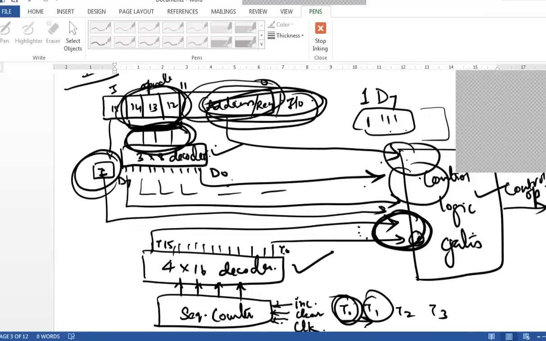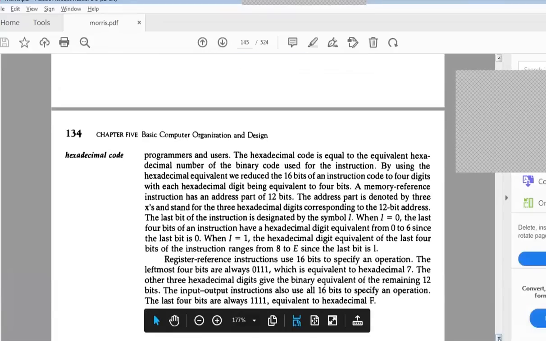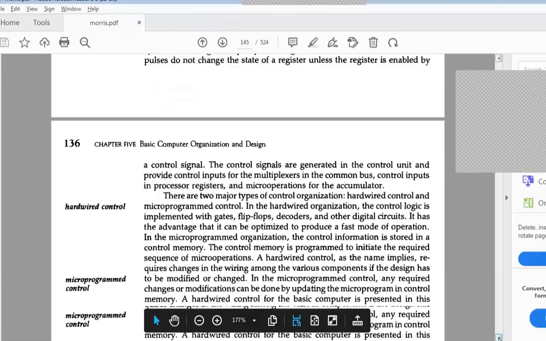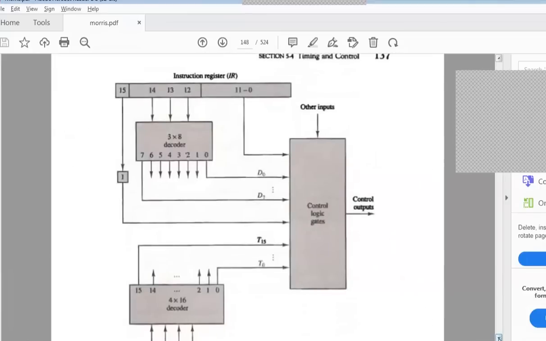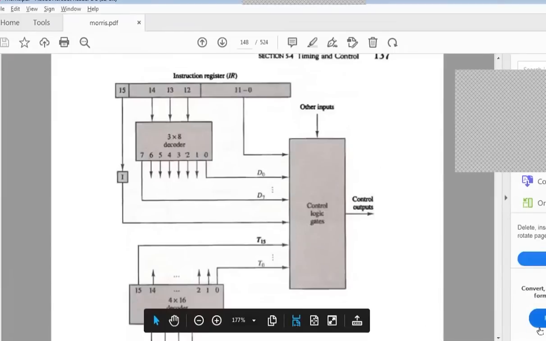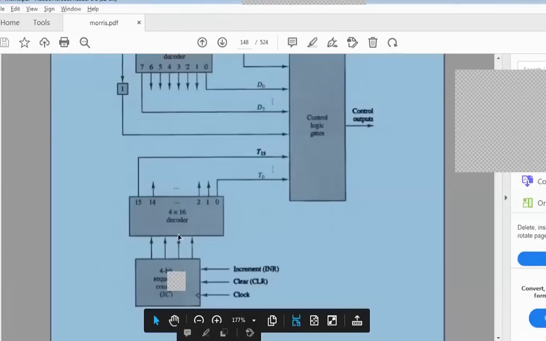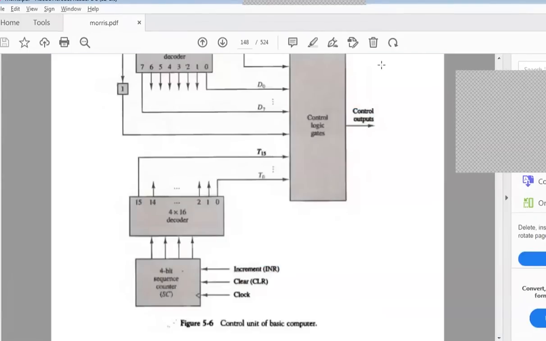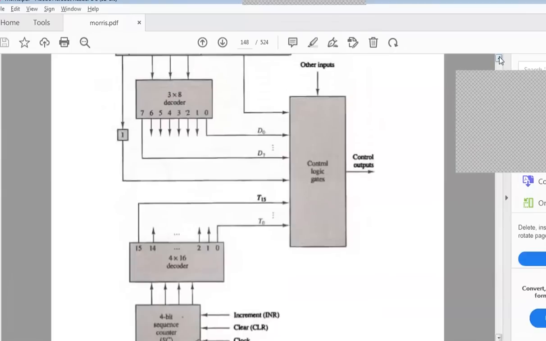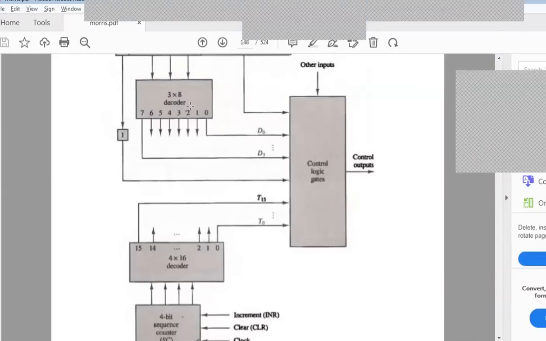Now let us see the neat figure over here. This is what is explained. This is your decoder, and the sequence counter is important over here. This sequence counter would generate timing signals T0 to T15. Then this decoder helps us to decode the instruction, right? And all these inputs, as we discussed, would be provided to your control logic gates. Clear?